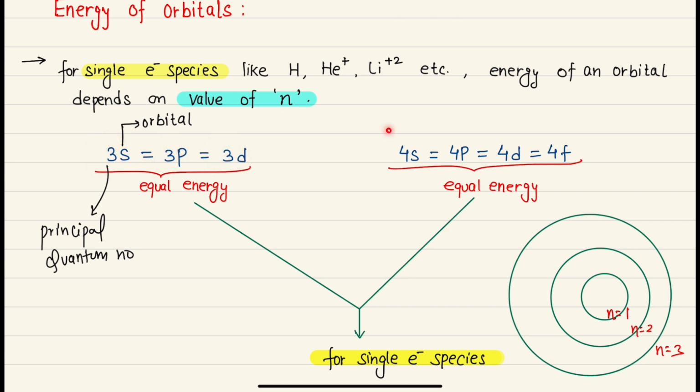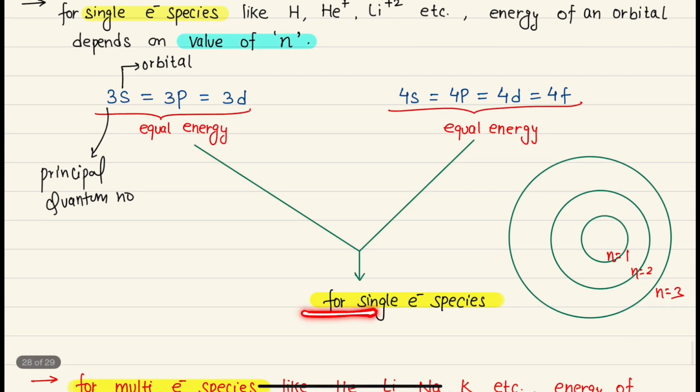Now suppose I take the example of 4s, 4p, 4d and 4f, and compare the energy of orbitals for single electron species. In this case also all the orbitals have the same value of n, 4, 4, 4. It means all these orbitals have equal energy. But this is valid only for single electron species. This is very, very important.